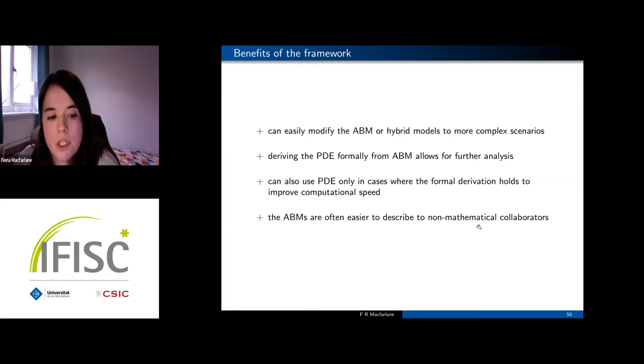One other benefit of using agent-based models and doing this formal derivation is that agent-based models are sometimes easier to describe to non-mathematicians. Whereas when we do that derivation, we can just use the PDEs, but we can say where each of these terms comes from, depending on the simple rules of the individual-based model.